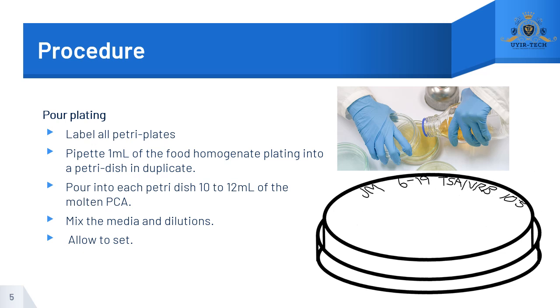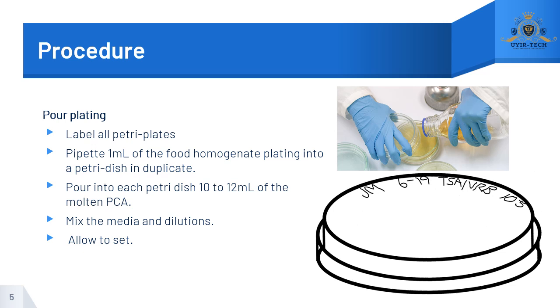After addition of the medium, we have to mix the medium and the sample by swirling gently clockwise and anticlockwise, two to four times, taking care that the contents do not touch the lid. After mixing we allow it to set, and after it has solidified we incubate at the specified temperature.